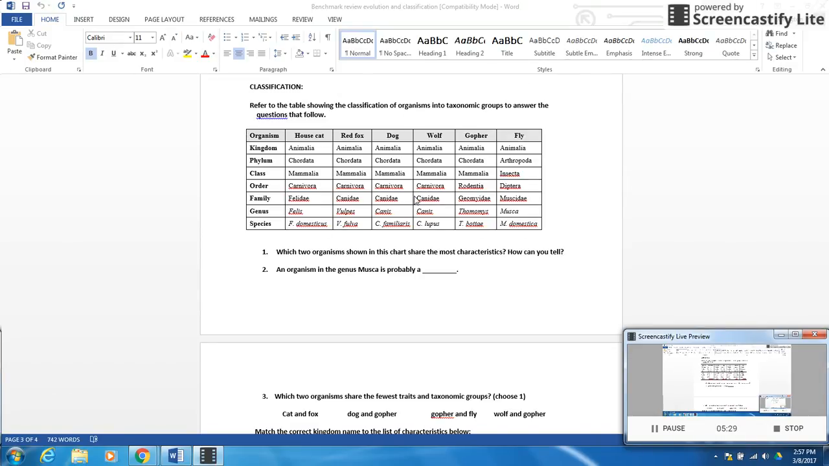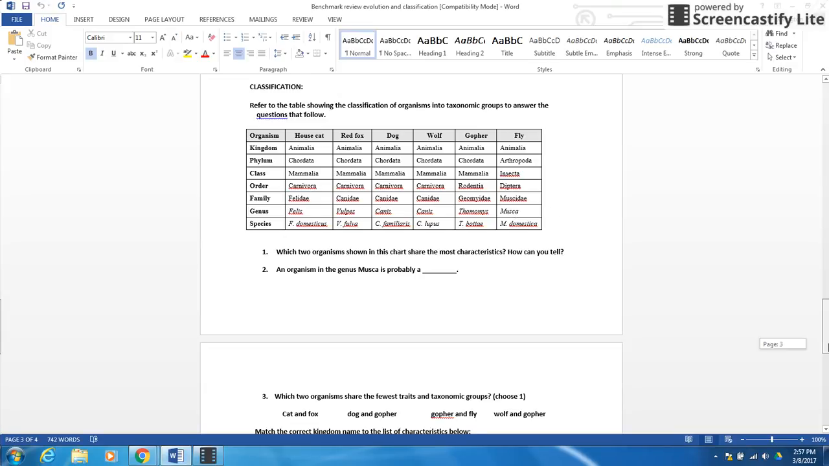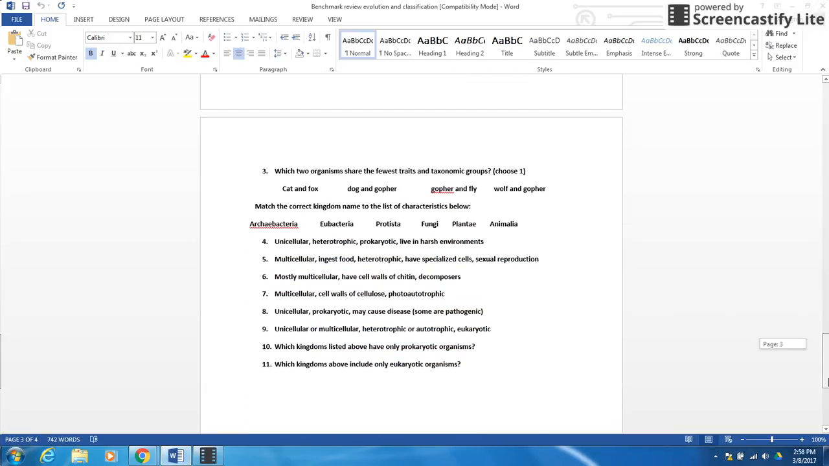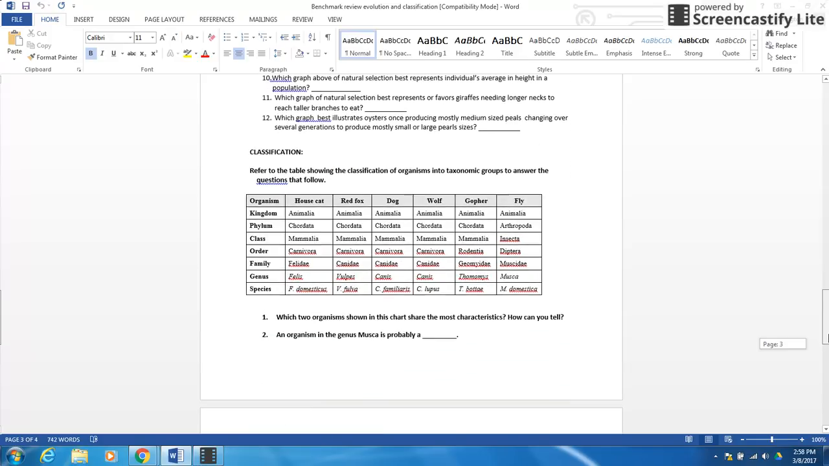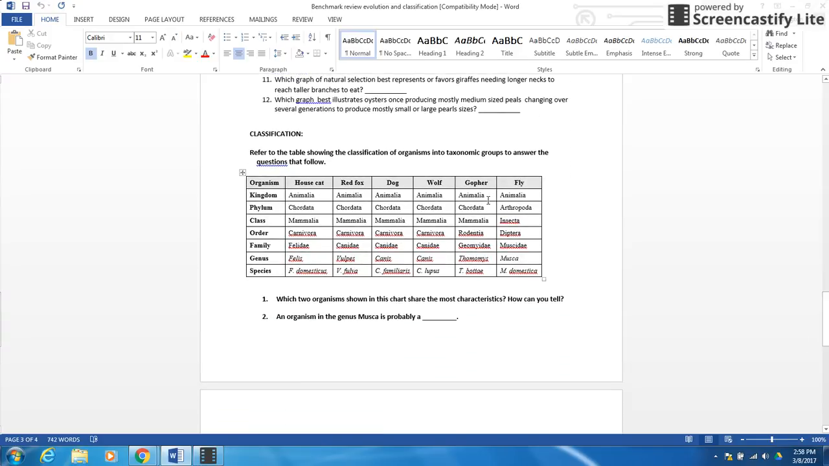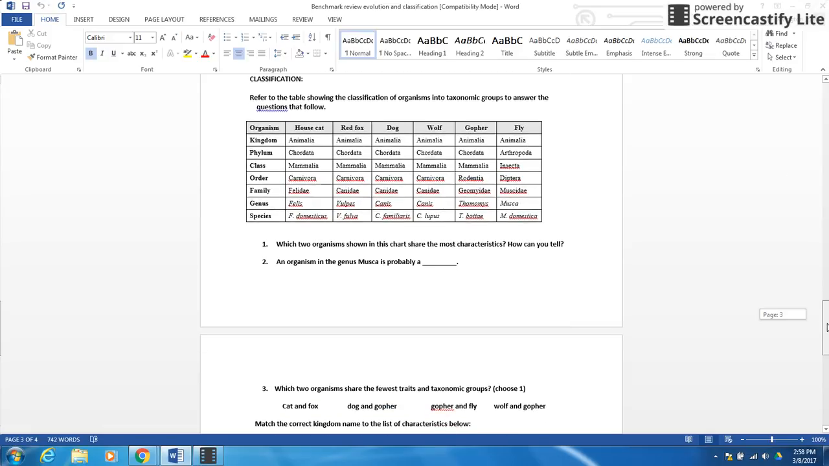The organism in the genus Musca. I can go to genus and go over to Musca, and I see, voila, it's a fly. Okay. Which two organisms share the fewest traits? Go back up, and I can see that the gopher and the fly stop here at Animalia, so I know that they are going to be the least likely.